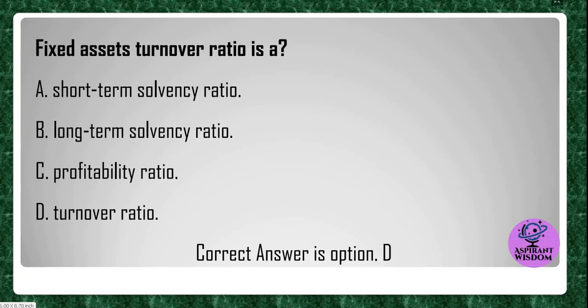Fixed assets turnover ratio is: A. Short-term solvency ratio, B. Long-term solvency ratio, C. Profitability ratio, D. Turnover ratio. Correct answer is option D.